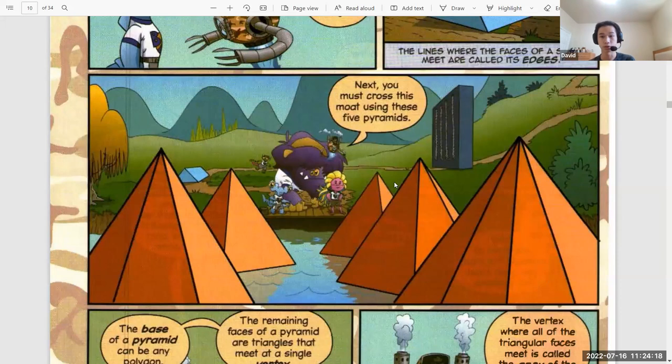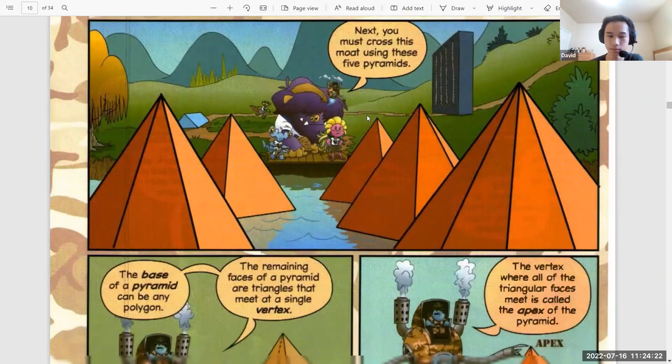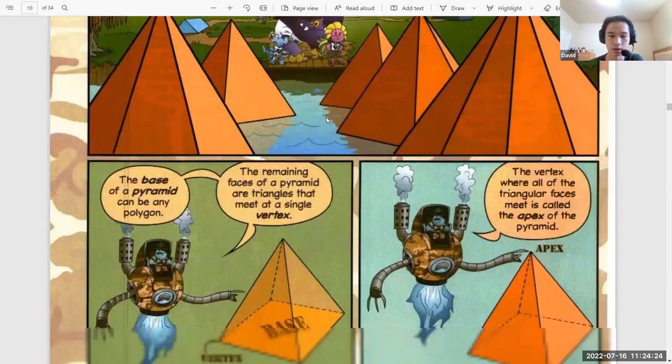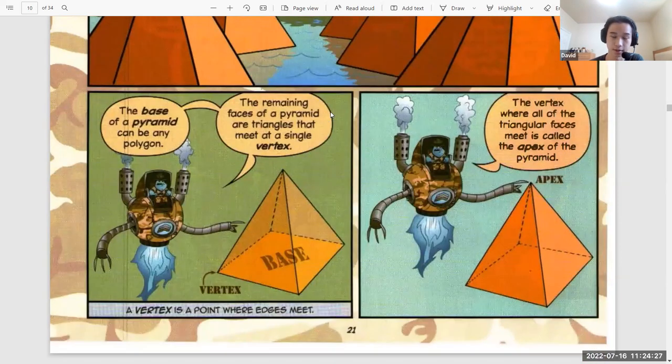So next we're gonna talk about pyramids. I'm sure some of you have seen pyramids before, but there are many types of pyramids that we can have. The most regular one that we see is just this pyramid over here with a square base. So the base is the most important part for a pyramid as well, because the base determines what we call the pyramid, this shape at the very bottom.